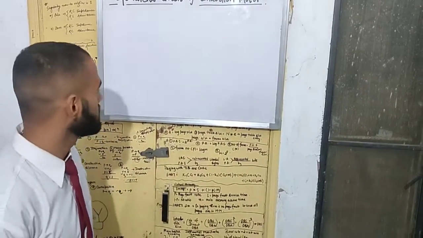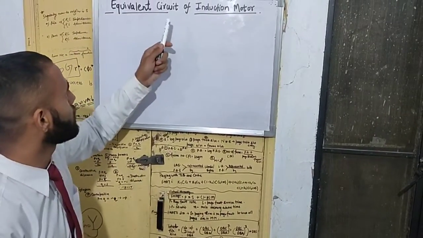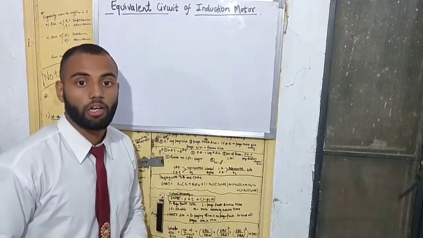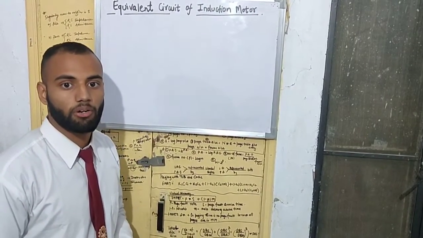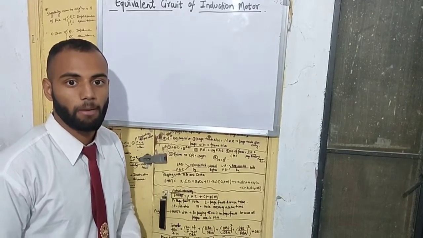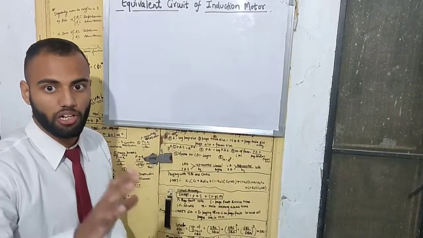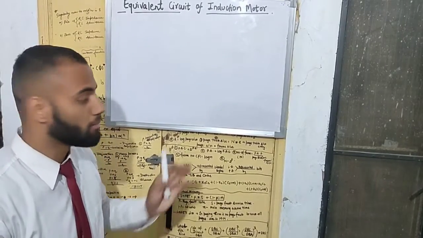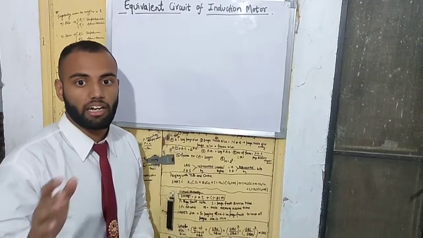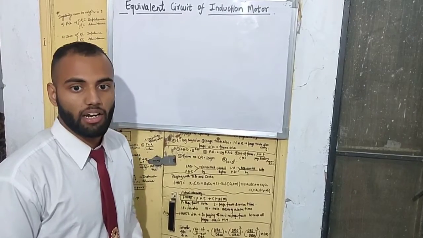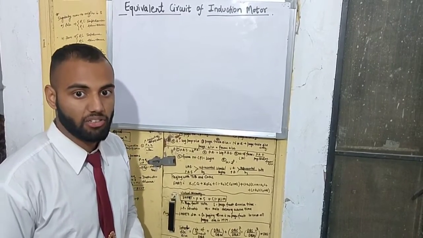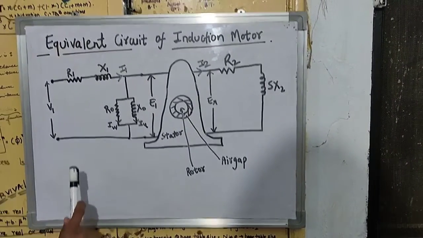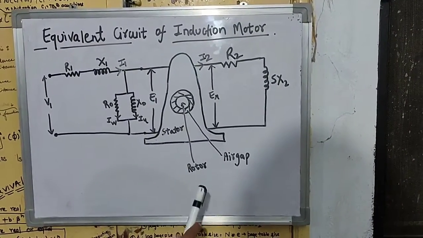So today we are here to discuss the topic equivalent circuit of induction motor. Basically, we have to understand that the equivalent circuit of induction motor is similar to the transformer equivalent circuit, because the energy transferred from stator to rotor is essentially a transformer operation from primary to secondary winding. An equivalent circuit enables the performance characteristics of the induction motor. So, this is the equivalent circuit of the induction motor.